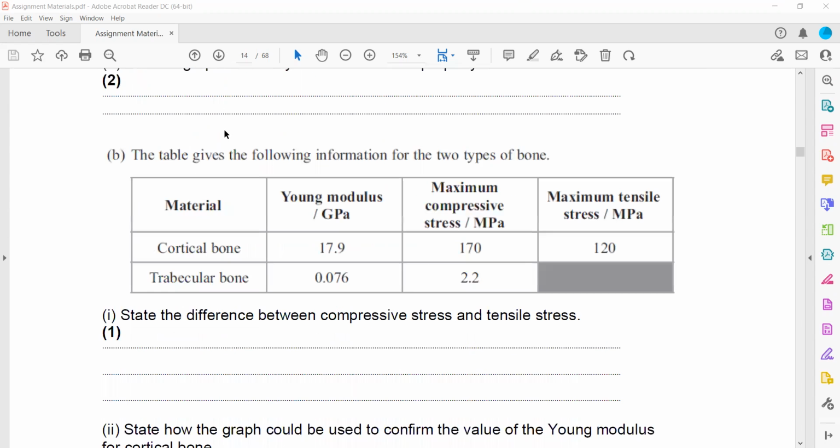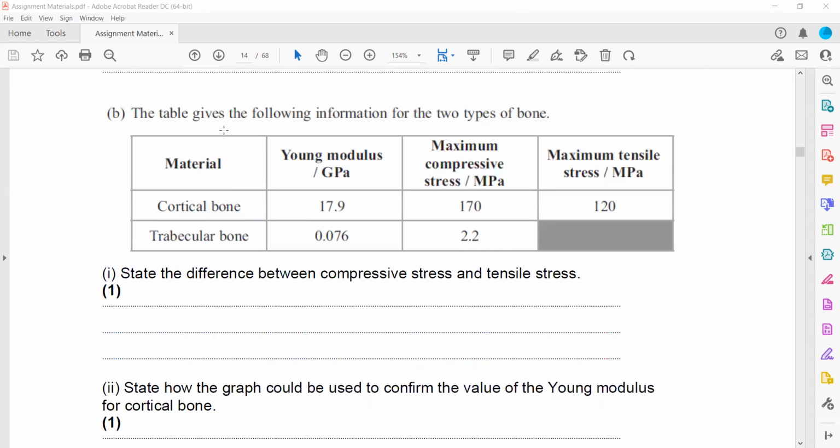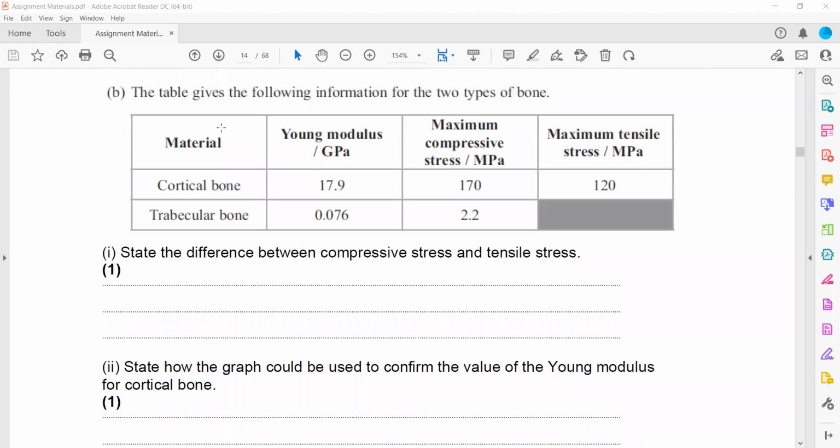Then the table gives the following information about the two types of bones. State the difference between compressive stress and tensile stress. So compressive stress means force acting on unit area to reduce the size, where compressive stress would shorten the bone, like reduce the size, and tensile will stretch the bone or increase the size.